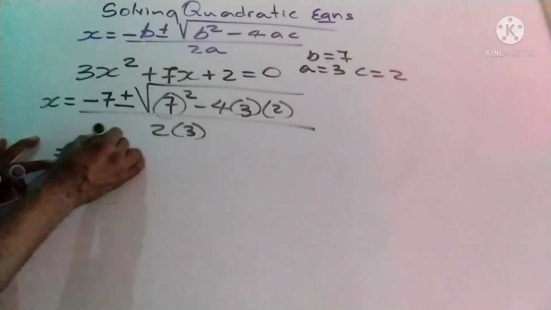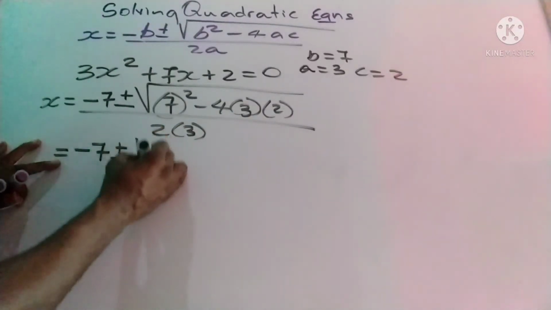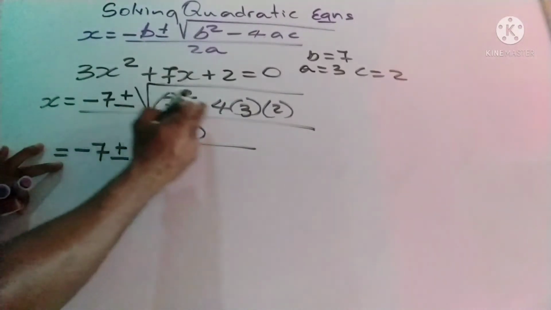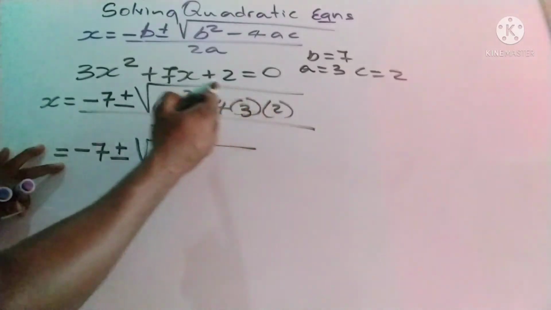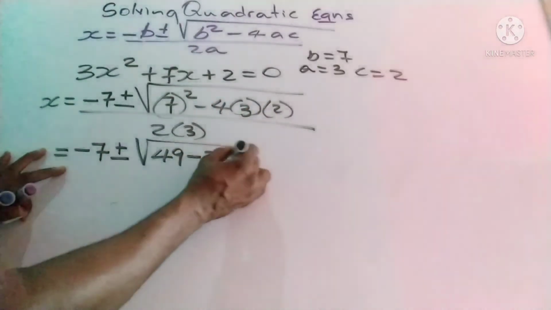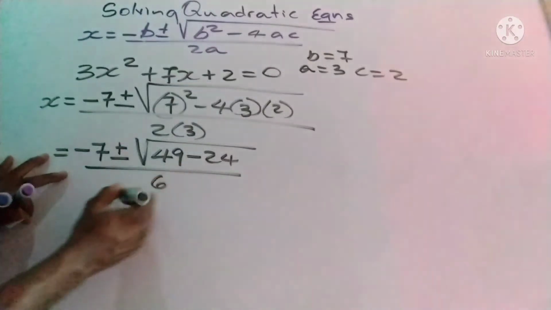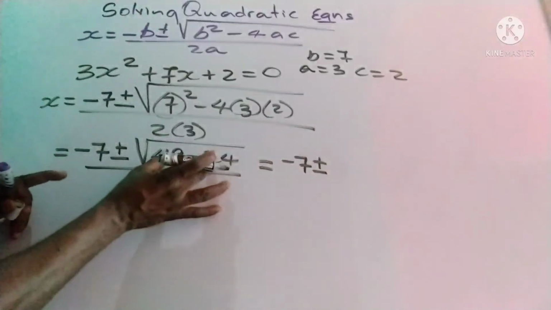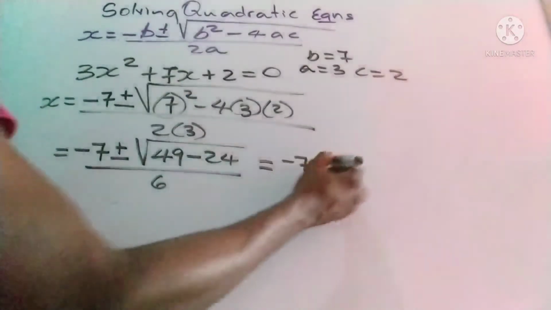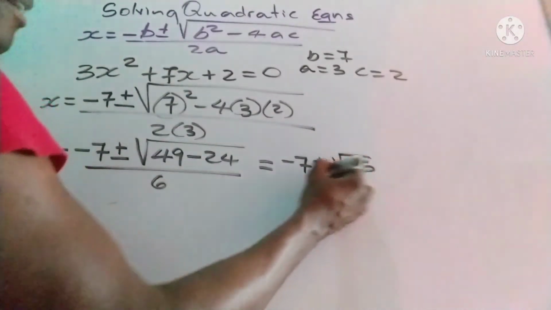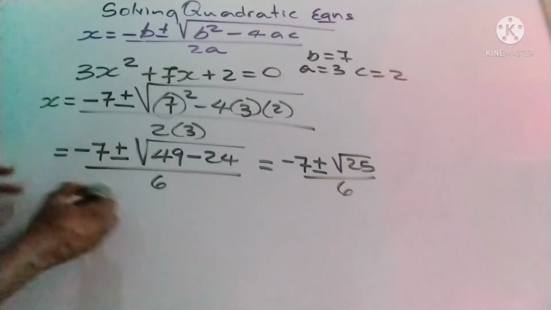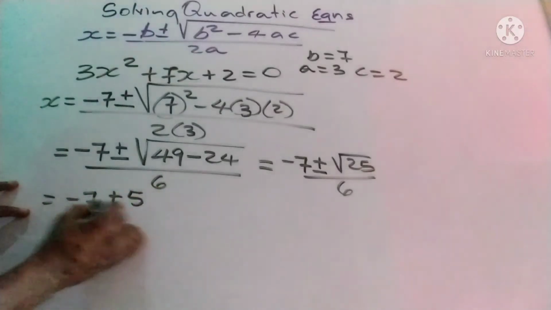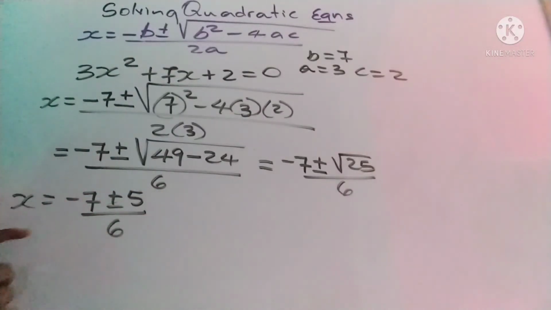What we're looking at again is minus 7 plus or minus the root of 49, because 7 sevens is 49. 4 times 3 times 2 is 24, but it's a negative 24, all over 6. Negative 7 plus or minus the root of 25, which is 5, over 6. Finally, we're looking at negative 7 plus or minus 5 over 6. So x is equal to this.